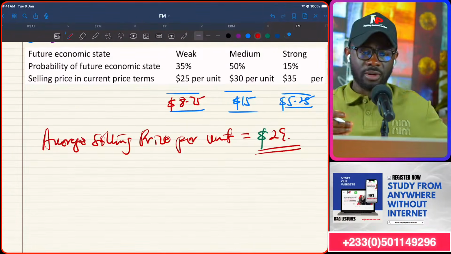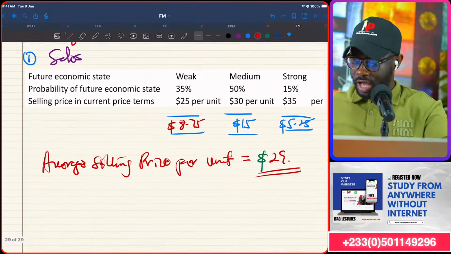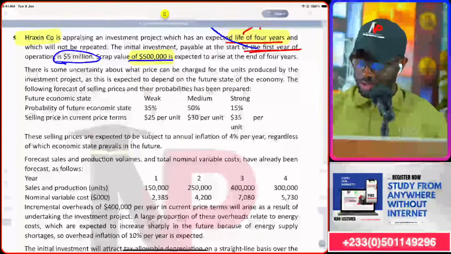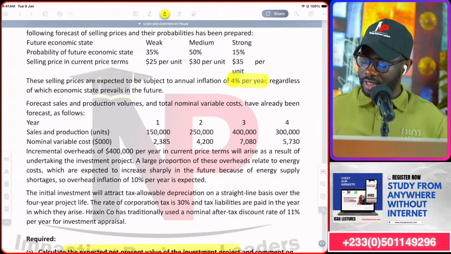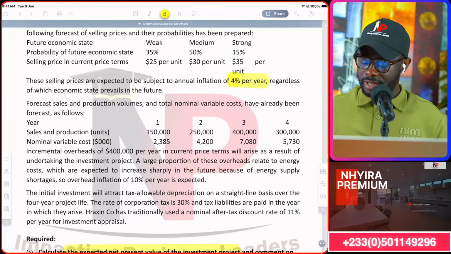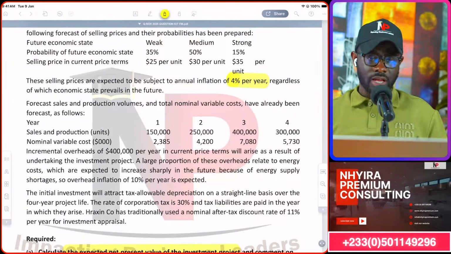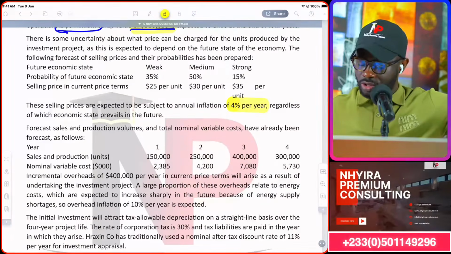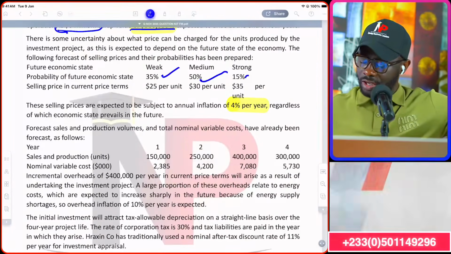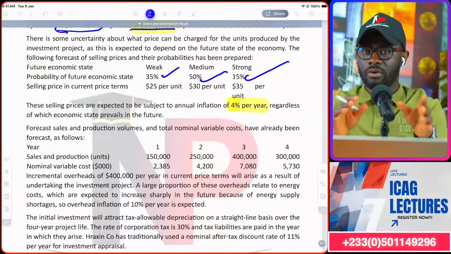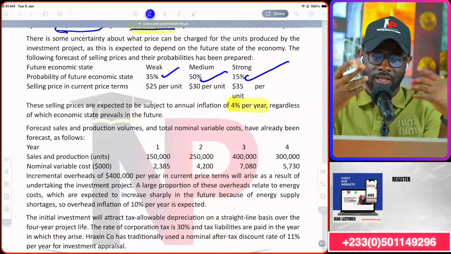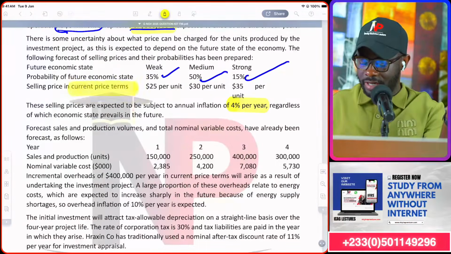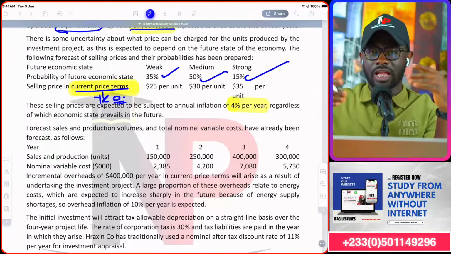Sounds good. So probability to get expected value. So average selling price is going to be $29. Let's continue. These selling prices are expected to be subject to annual inflation of 4% per annum, regardless of which economic state prevail in the future. So whether the economy is going to be at 35 or 50 or 15, inflation rate is going to be what? 4% per annum. What does that mean? It means this figure you are seeing here are going to be year zero, because they said current price terms. So these are in year zero. So our inflation will start right from year one.